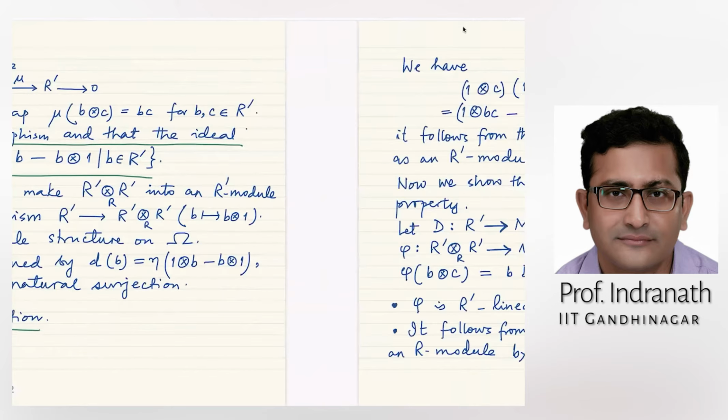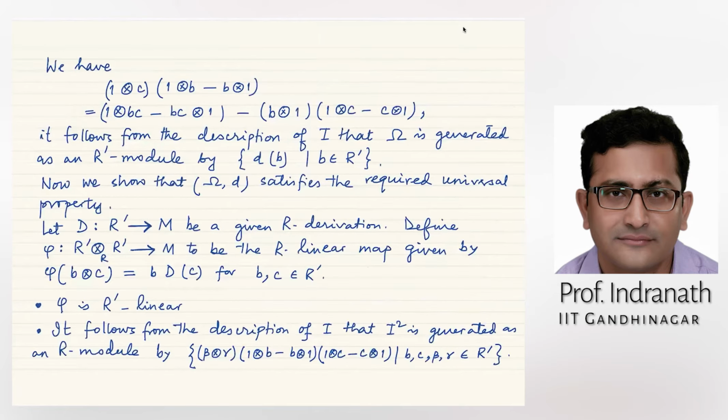Now we show that this satisfies the required universal property. So you start with an R derivation from R dash to M, and then define phi from R dash tensor R dash over R to M to be the R linear map given by this. So you just check that this map is in fact R dash linear.